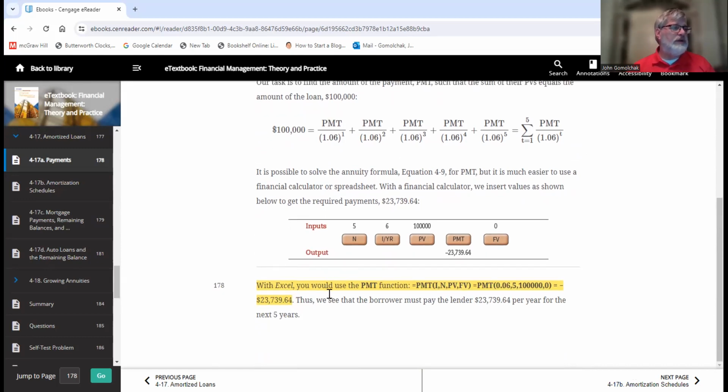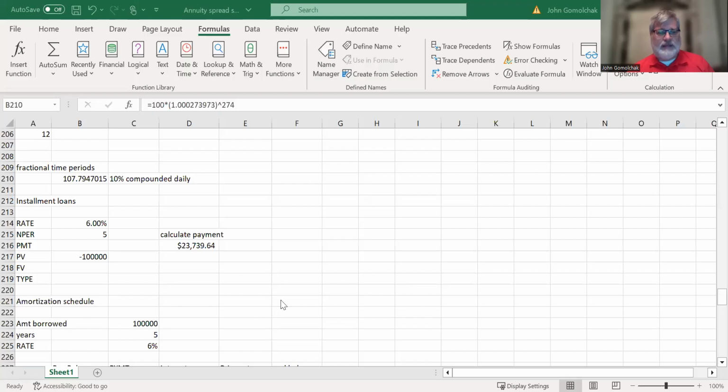Okay, so we're going to use Excel. Like I said, you can look at the calculation there with the formula if you like, or you can look at the inputs that would be necessary in your financial calculator. We, of course, are using Excel. With Excel, you would use the payment function, and we've used the payment function a lot. Okay, so I'm going to stop sharing the book, and I'm going to start sharing my handy dandy little spreadsheet. Now here's my spreadsheet, and I have this listed under calculate payment installment loans.